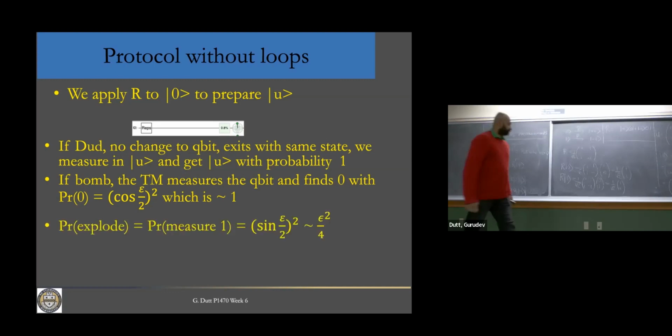What is the probability of explosion? Well, that's just the probability to measure 1 in this state. So sine(epsilon/2) whole squared, which is approximately, because we don't want to make it equal to 0, we want to estimate what this probability is, epsilon squared over 4. It's close to 0, but not quite.